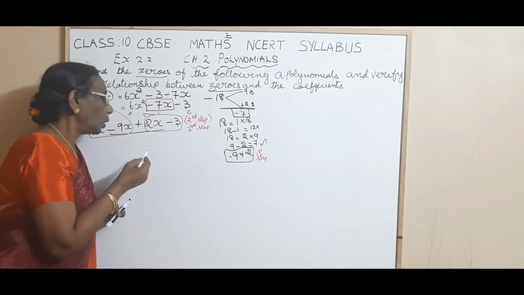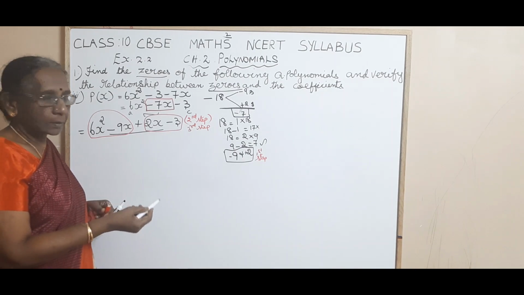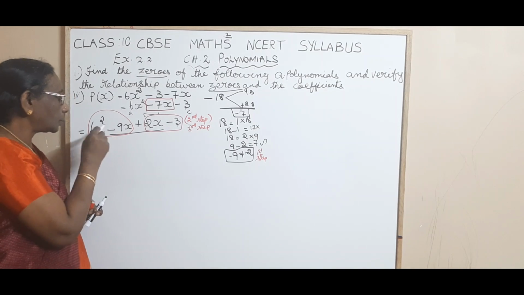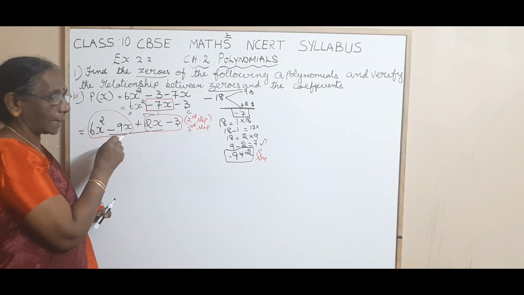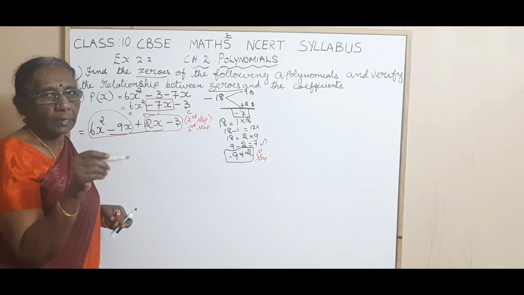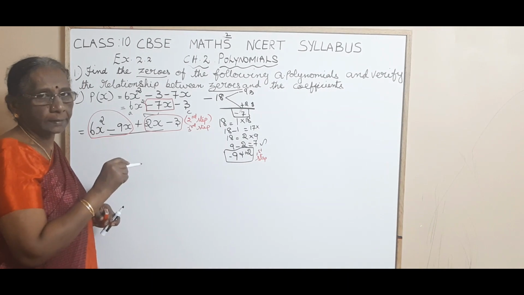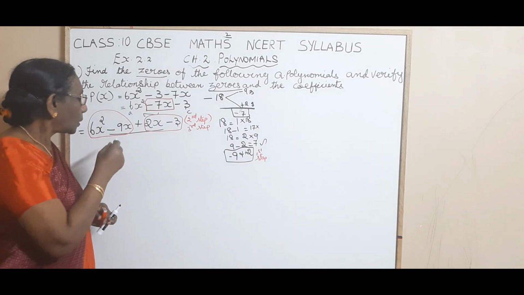After that, what should you do? You have to factorize these two. What is the meaning of factorize? You are going to write these two terms, 6x squared minus 9x, as a product of two terms. That is the meaning of factorizing 6x squared minus 9x. Have you understood?